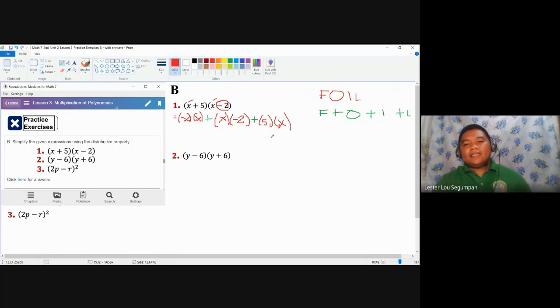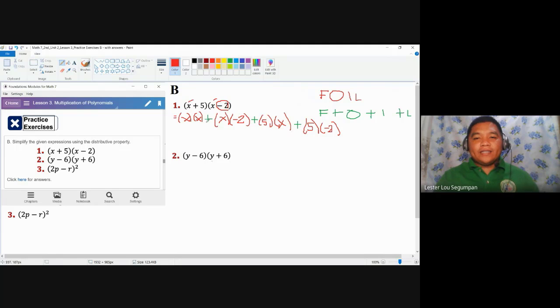Again, parentheses are very important. And then you have here plus, the last terms are 5 and negative 2. Because if you will not use parentheses, that may mean 5 minus 2, which is a 3, a fatal error. Okay.